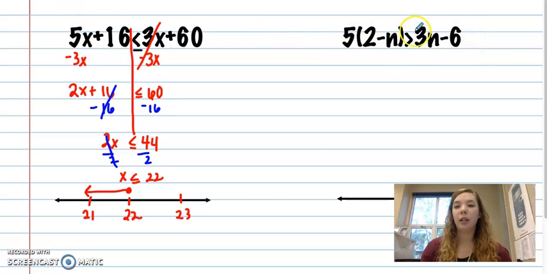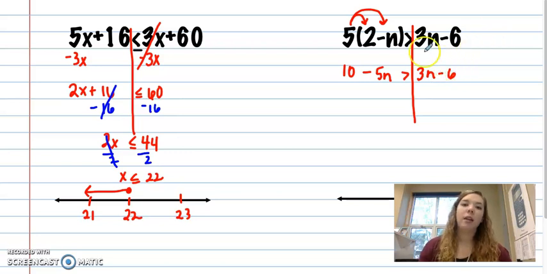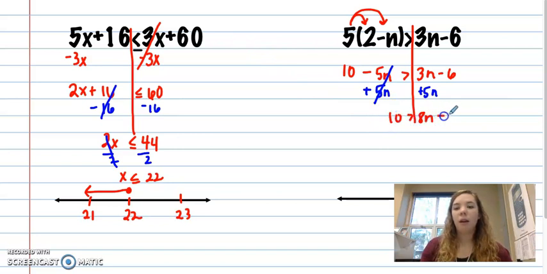All right, on this one we're going to have to distribute before we do anything else. So whenever you have parentheses, you have to distribute first. So 5 times 2 is 10. 5 times negative n is negative 5n. And then again, you can choose either one you want to move. I'm going to choose negative 5 to move. The opposite would be to add 5n to both sides. So you'd have 10 is greater than 8n minus 6.